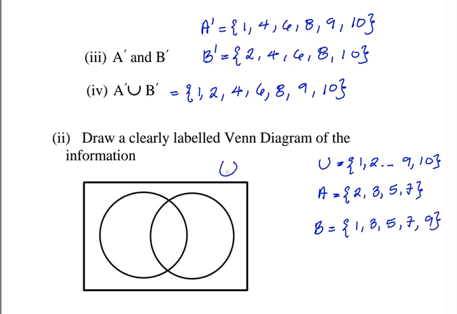U, A, B. Elements common to A and B are 3, 5, and 7. So the elements which are in both A and B, we'll put them here in the middle, 3, 5, and 7.